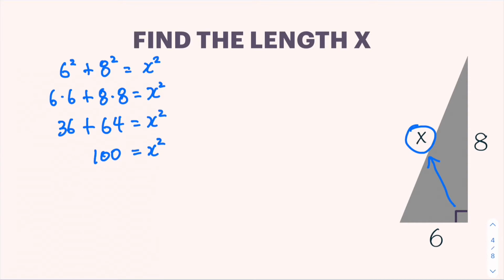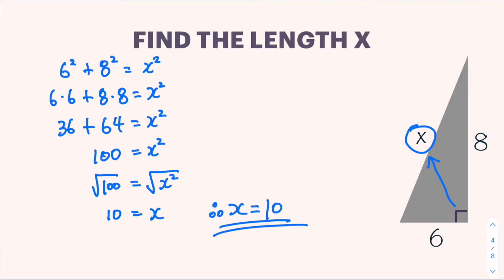And as before, we do the opposite operation of square, meaning we take the square root of both sides, and the square root of 100 is 10 because 10 times 10 is 100. The square root and the square cancel each other out, so we have 10 is equal to X. It's just mathematical convention to write X, the variable, on the left side of the equal sign. X is equal to 10, and that is our answer.